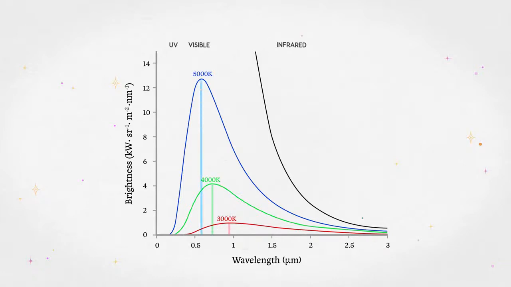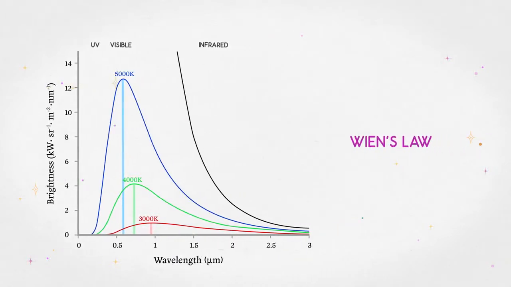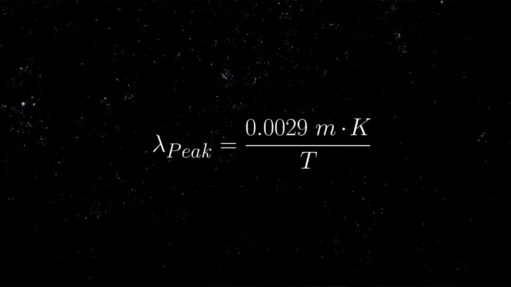These peak wavelengths are directly related to the surface temperature of a star. The relationship is described by Wien's law, which takes the form of this equation. The peak wavelength lambda peak is equal to 0.0029 meters Kelvin divided by the temperature T of the blackbody emitter. As we mentioned earlier, more massive stars are brighter because they're more luminous as a result of having higher fusion rates. And despite having more material to burn, more massive stars live shorter lives.